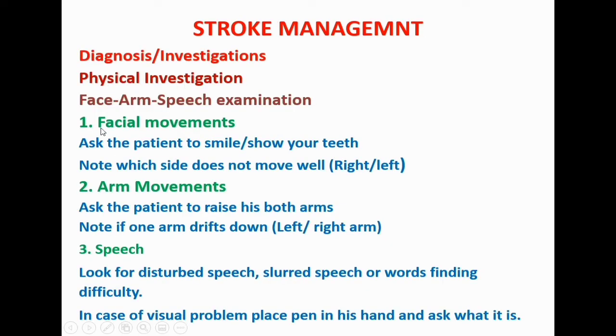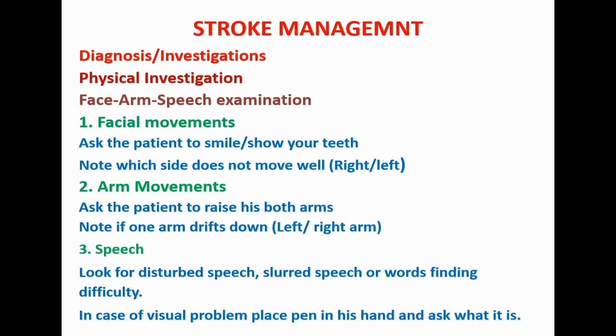Physical investigation. In physical investigation, the first one is facial movement. We will see the facial movement of the patient. We will ask the patient to smile, show your teeth, so we will notice which side of the face does not move, right or left side. And the second one, we will ask the patient to raise both arms. If one arm does not rise, we can decide which part of the brain is involved in the stroke. Third one is speech. From speech we can also decide whether the stroke is in the left side of the brain or in the right side of the brain.